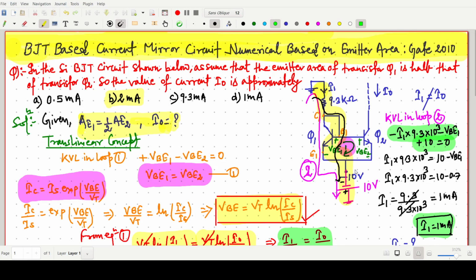We have to know the basic concepts, that is KVL, the collector current equation, and the relationship between IS and emitter area. Then we have to club all together, so we can find the value of I naught, which is 2 milliampere. So this is the concept about this numerical.